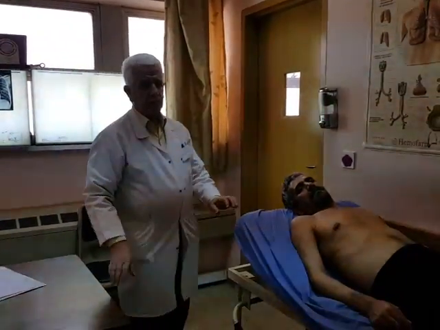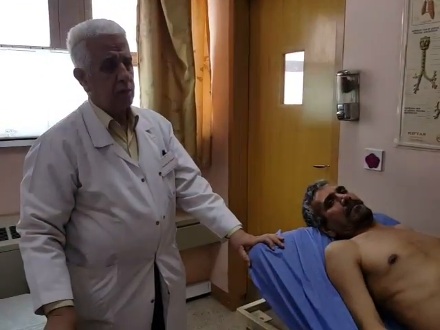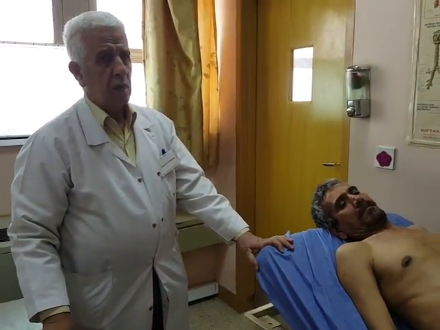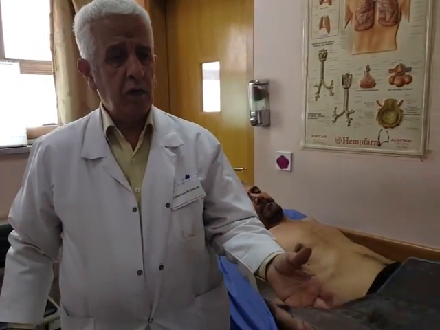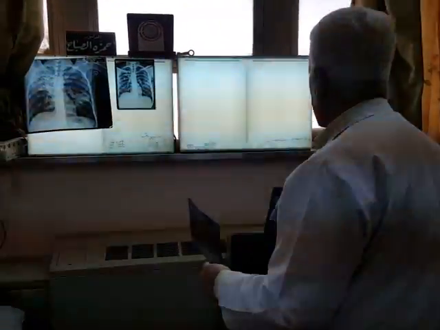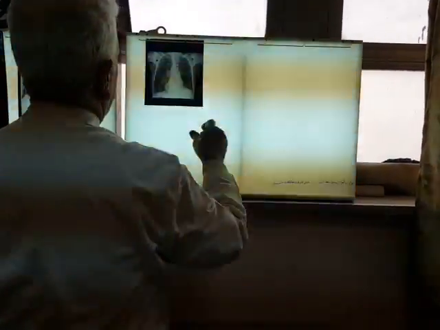This patient is 50 years old, complaining of chronic cough since young age and shortness of breath for long duration. Therefore, he has a respiratory problem, cough and expectoration.